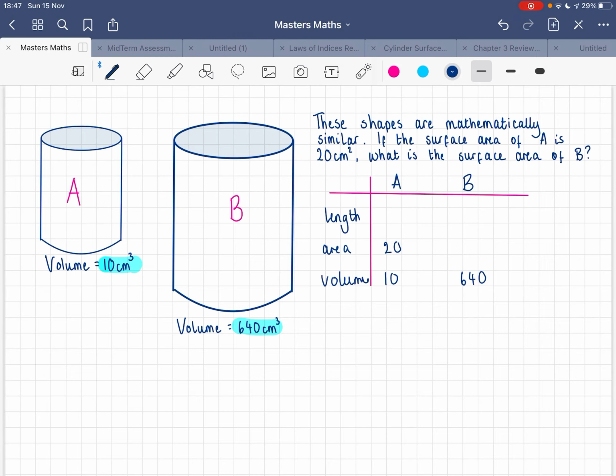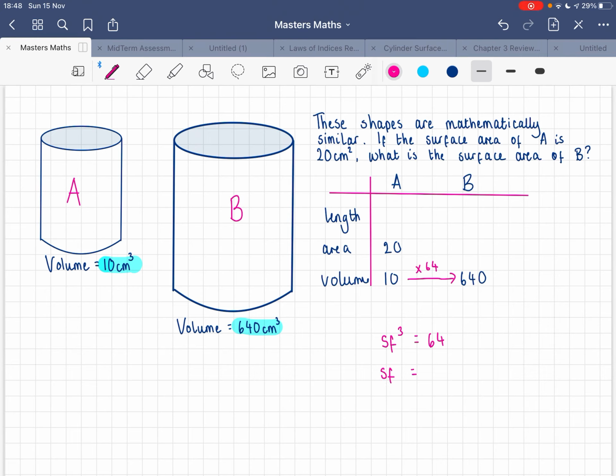Not sure how you can have an area that's smaller than... No, never mind. So, how have we gotten from the volume of A to the volume of B? To get from 10 to 640, you've multiplied by 64. If you're not sure how I'm doing that, I'm just dividing. I'm doing 640 divided by 10 to work out what this part is here. So I'm timesing 10 by 64 to get 640. Now this time, that is my scale factor cubed because that is the volume. So the scale factor cubed is 64.